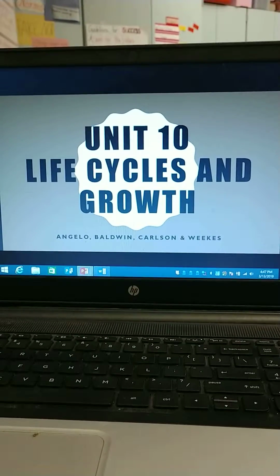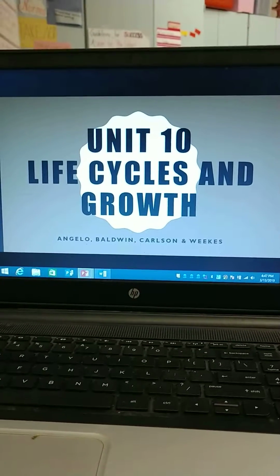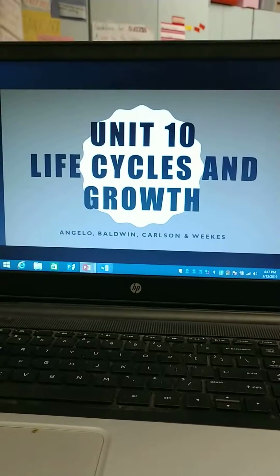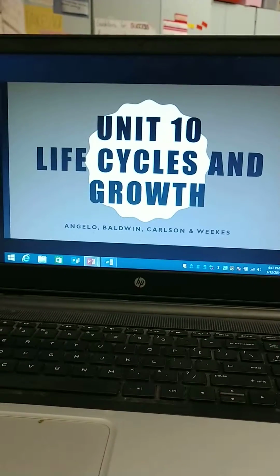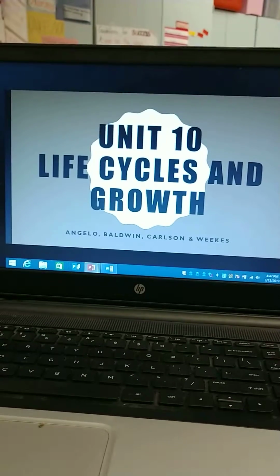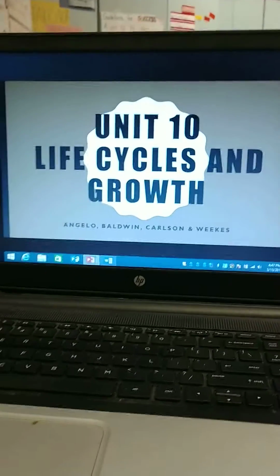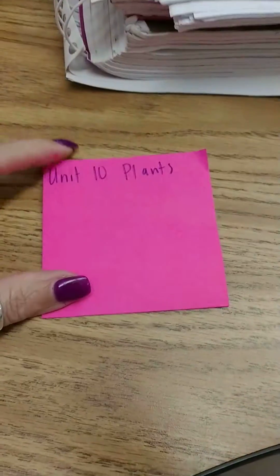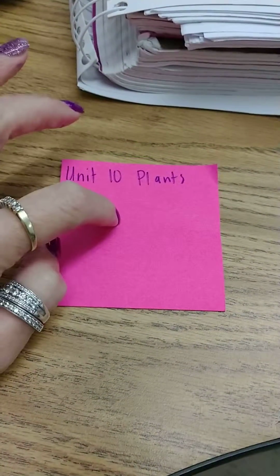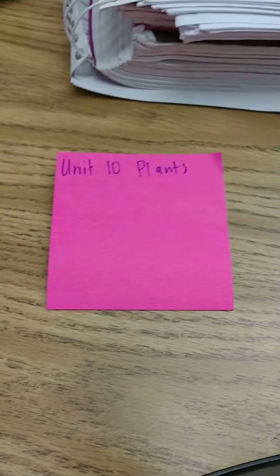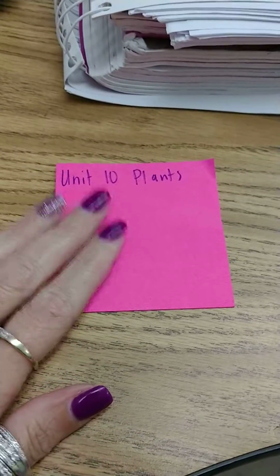I want to give you the order in which the things should appear in your notebook. Last notebook check, I gave credit for everything if you had all the pieces. Now you have to have the pieces in the right order. So the first thing that I will be looking for is a hot pink sticky note that says Unit 10 Plants. This is the indicator of where Miss Angelo needs to start looking. So that's the first thing I should see in the notebook.